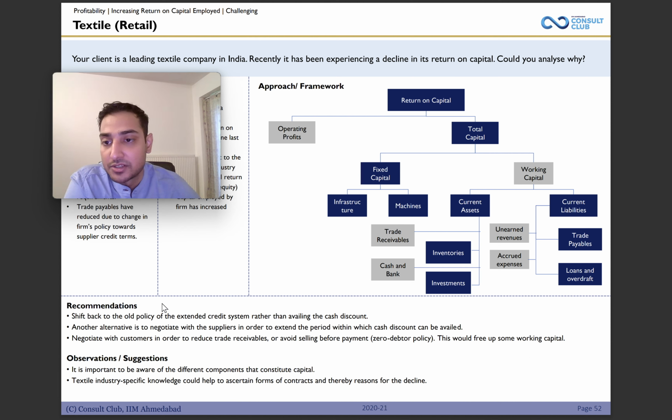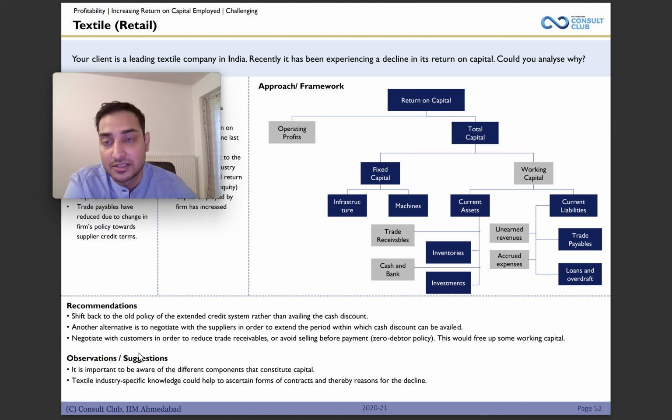Okay, so the recommendations given by the candidate were to shift back to the old policy, the extended credit system, rather than availing the cash discount. Another alternative is to negotiate with the suppliers in order to extend the period within which the cash discount can be availed. Negotiate with the customer in order to reduce trade receivables or avoid selling before payment, a zero debtor policy. This would free up some working capital.